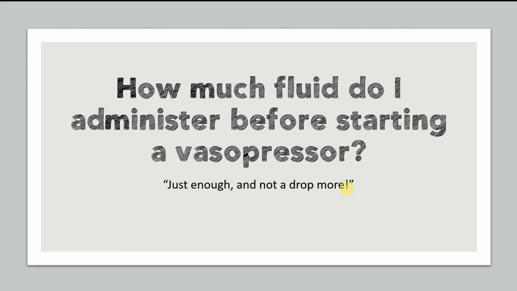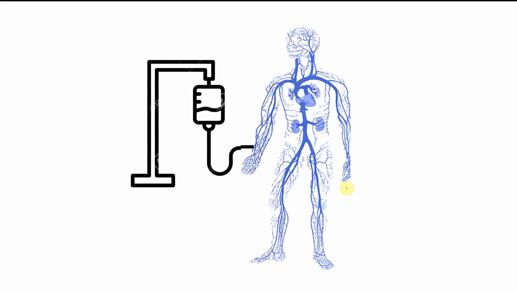A question that we want to answer is, how much fluid should you administer before starting a vasopressor? Historically, we would just give a bolus after bolus after bolus after bolus, and we would keep giving fluid boluses either until the blood pressure went up or the patient's lungs filled with fluid. And now we know better. We know that that is bad. We want to give just enough and not a drop more. But how do you determine how much is just enough? Well, that is the $1,000,000 question.